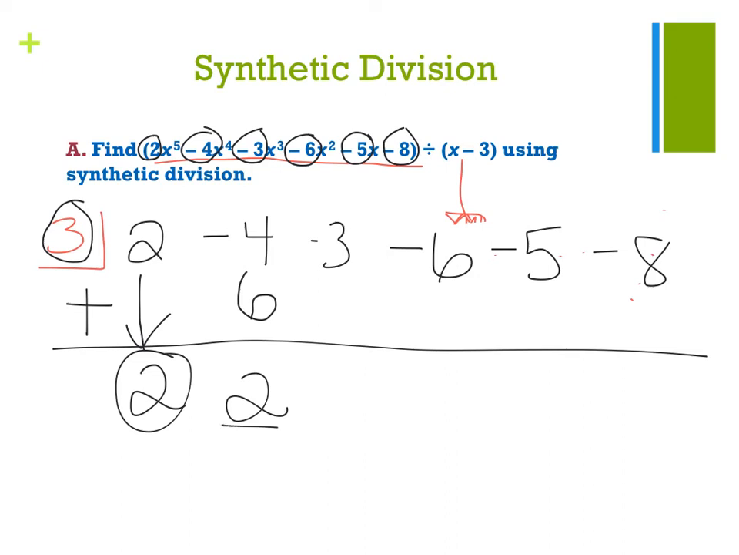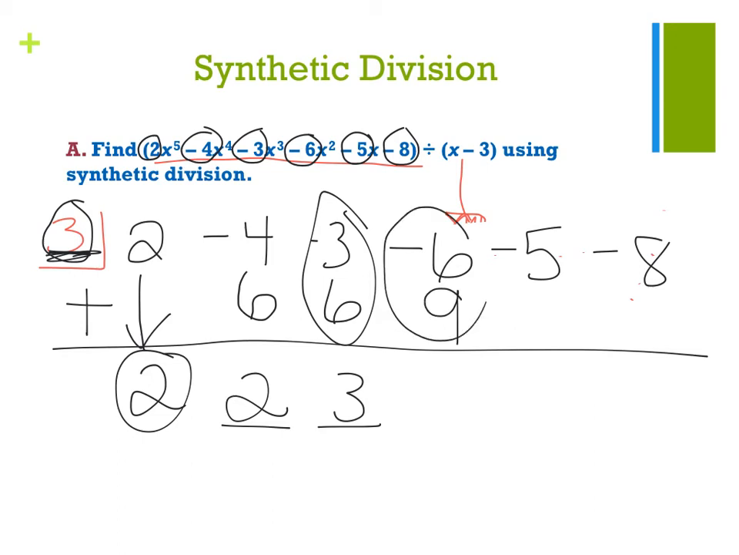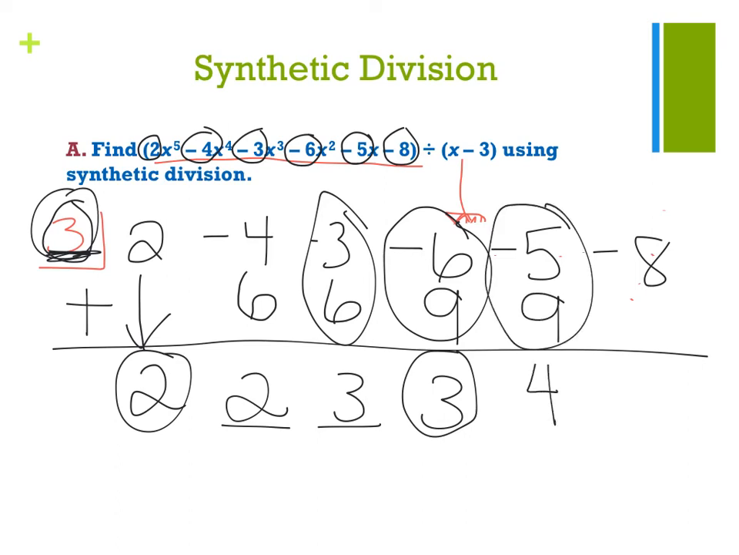Then I'm going to take this 2 and multiply it by the divisor. 2 times 3 is 6. If I add this column here, I get 6 plus negative 3 is positive 3. I'm going to multiply the 3 by the divisor. So 3 times 3 gives me 9 this time. When I add this column, I get a positive 3. I'm going to multiply 3 times 3, which gives me 9. When I add this column, I get a positive 4. And 4 times 3 is 12. And when I add the last column, 12 and negative 8 make a positive 4.